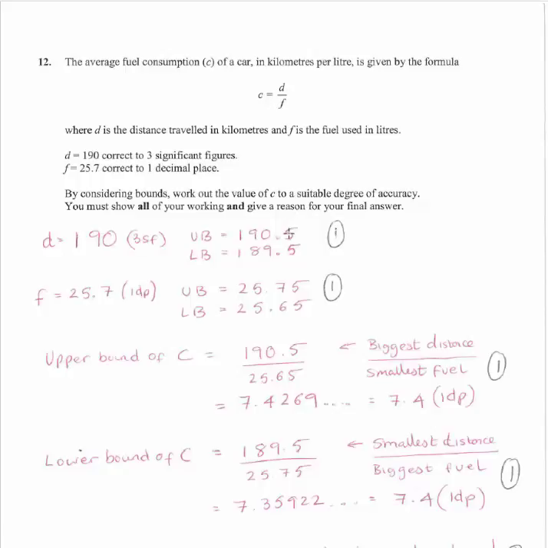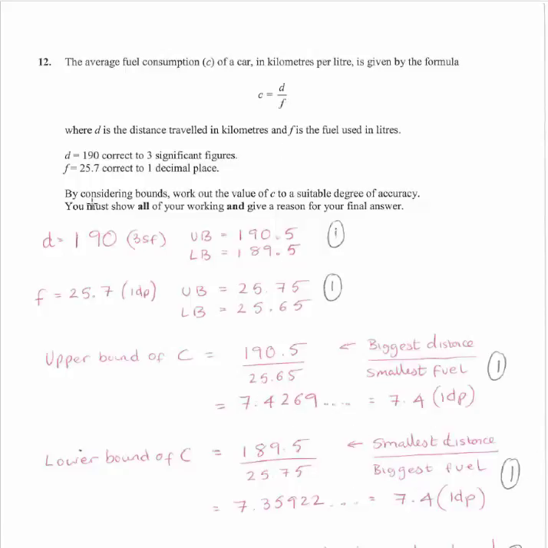So you take the biggest for D, 190.5, and divide it by the smallest for F. Okay, and you get that answer. And the lower bound is going to be that divided by that, when that is the smallest it could be and that is the biggest it could possibly be.